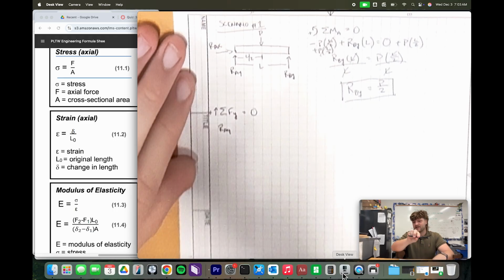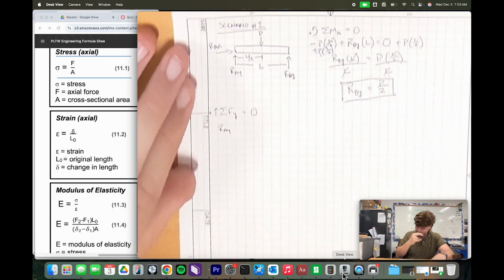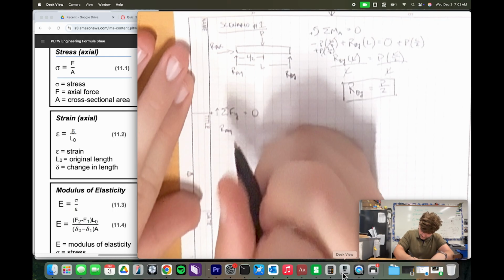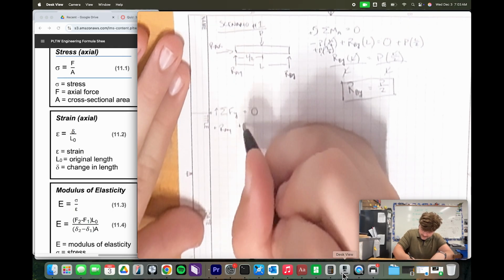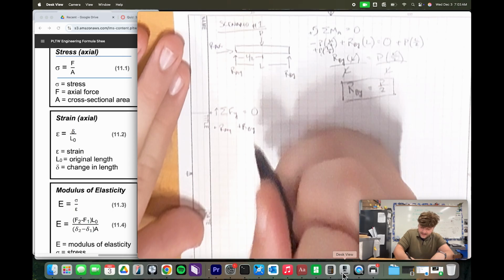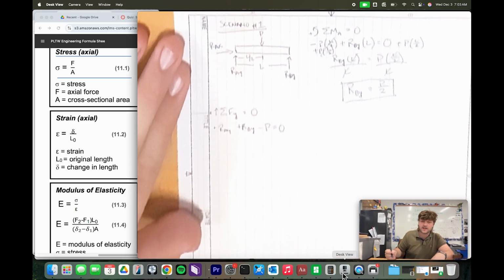That is just acting solely in the horizontal plane, and so that's an x-axis force. So we're not going to include that one. But we got positive RAY because it's going up, positive RBY, and then we've got negative P. And those are all equal to 0.